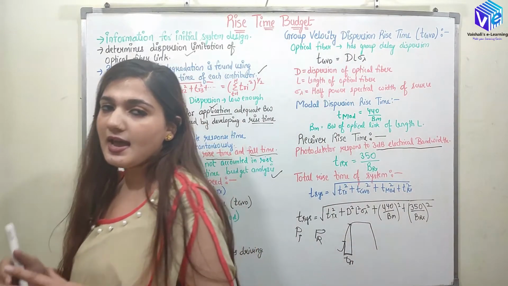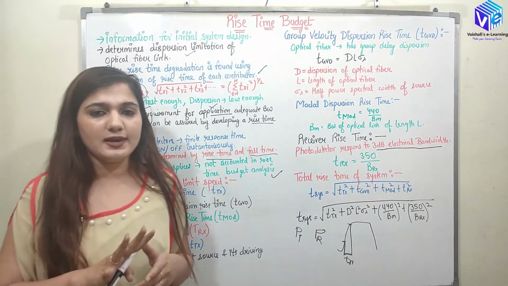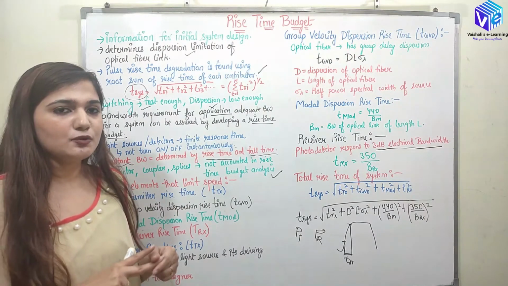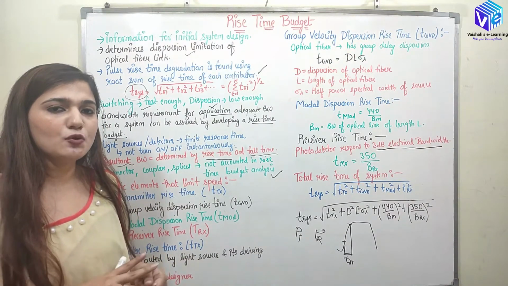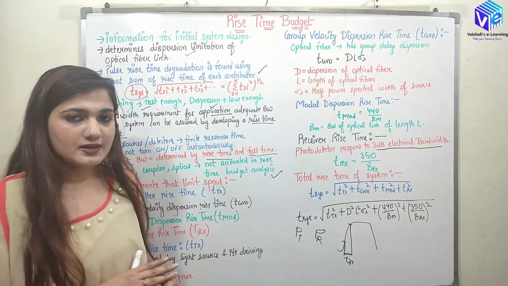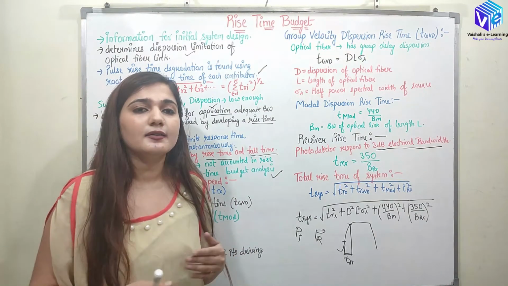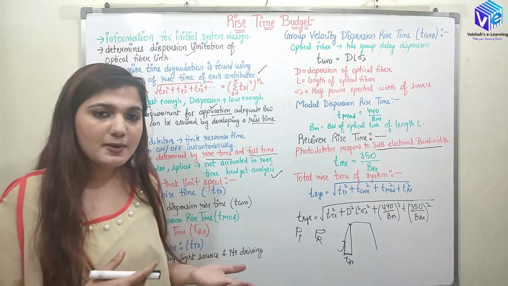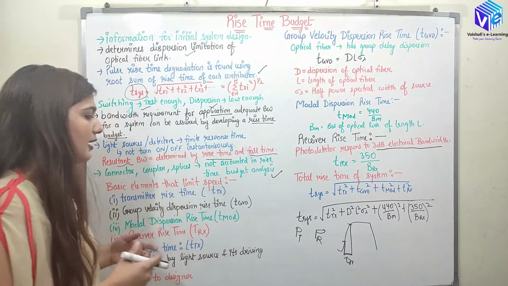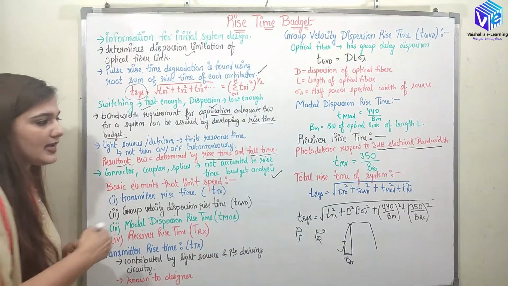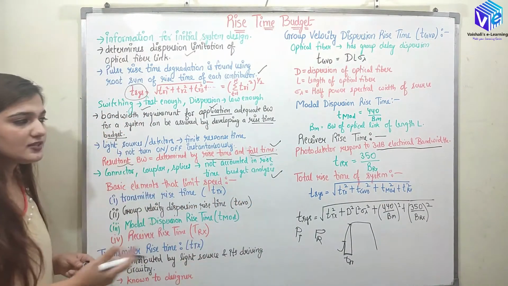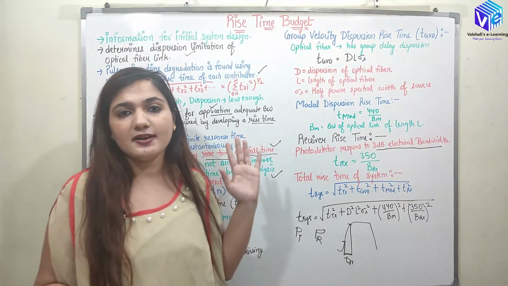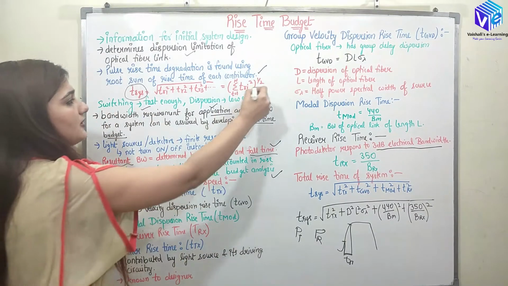So here I have talked about 4 types of elements: the transmitter rise time, the GVD rise time, the group velocity dispersion rise time, the modal rise time, and the receiver rise time. All of them are rise times. So we can calculate their fall times as well, right? We can calculate both rise time as well as fall time. So this is the analysis which is done for the rise time. The total system rise time will be found out using this formula.